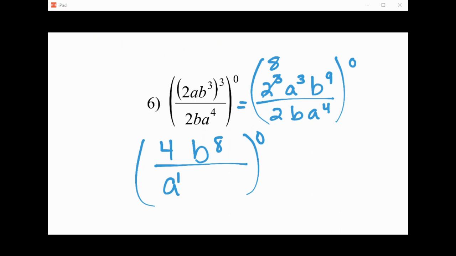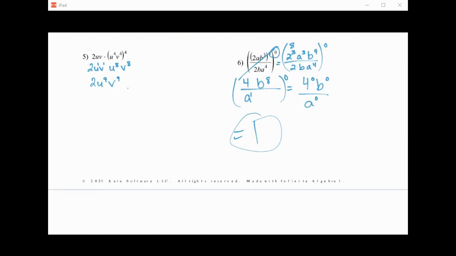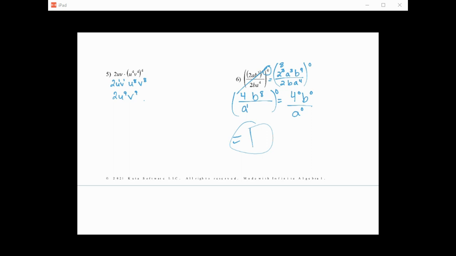But essentially now everything gets a 0 power. So that's the same as saying 4 to the 0, B to the 0, A to the 0, and anything to the 0 power is 1. So it just kind of goes away. So if you had noticed that from the beginning, you could have just said the whole thing equals 1. But 1 times 1 divided by 1 is still 1. There we go. So anyway, those are all the exponent laws.